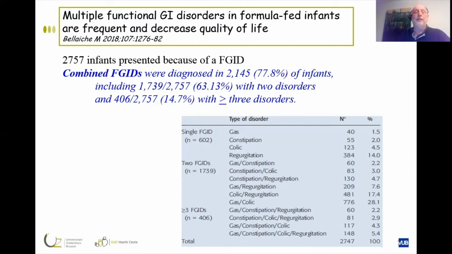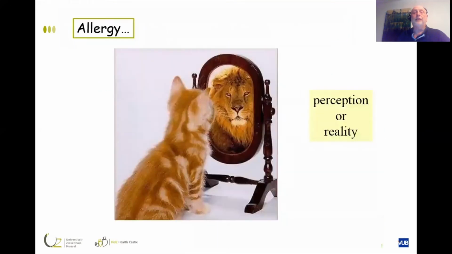So 3 infants in 4 present with at least 2 functional gastrointestinal disorders combined, 63% with 2 and about 15% with 3 functional gastrointestinal disorders. So most of the time, infants with a functional gastrointestinal disorder present with a combination of different functional disorders.